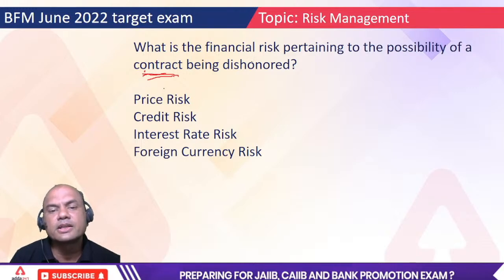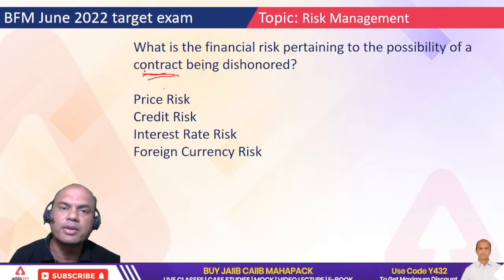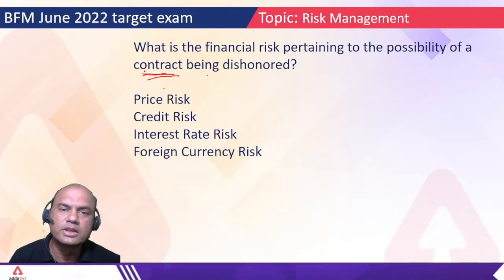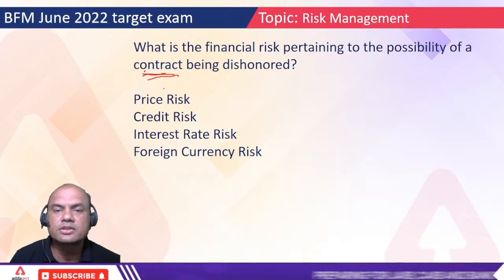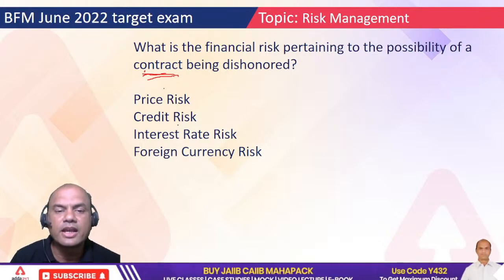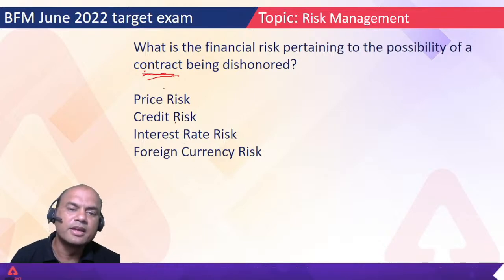So contract being dishonored. Contract means what? If I make a contract with somebody and that guy doesn't pay. Like the loan. Loan is a contract between the bank and the customer. Customer doesn't pay, so contract is dishonored. So that is the type of which risk? A, B, C or D. Type fast.